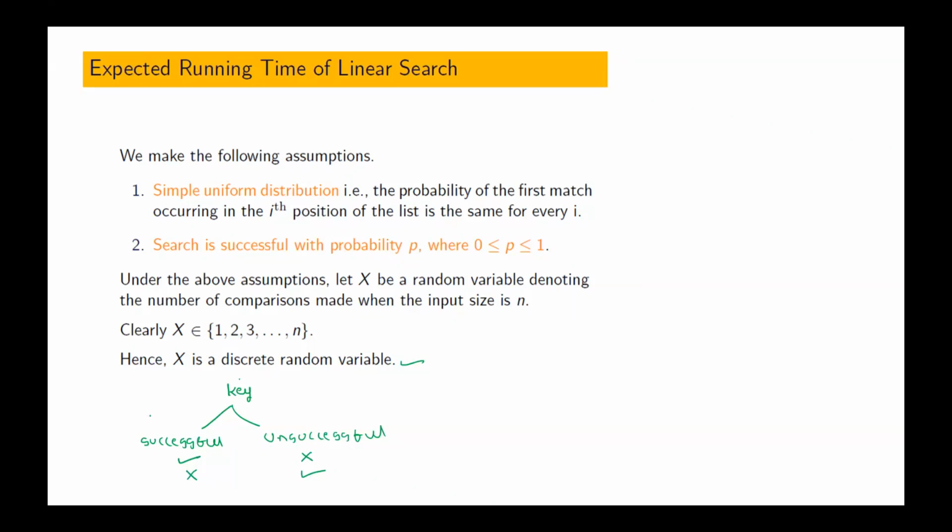Now, if the success probability is P, what is the unsuccessful or failure probability? 1 minus P. Now, in the successful case, what are the values our variable takes?